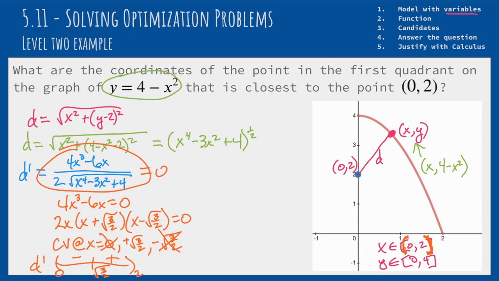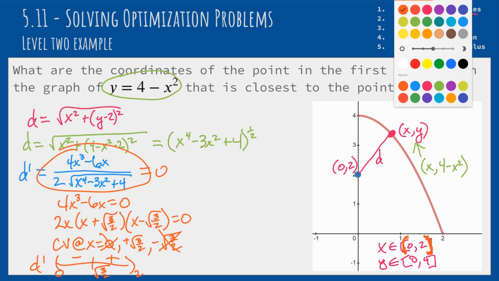So this sign chart here tells us that the distance is decreasing as x goes from 0 to square root of 3 halves, and then the distance is increasing as the x coordinate goes from square root of 3 halves to 2. So we are going to have a minimum distance at that point.